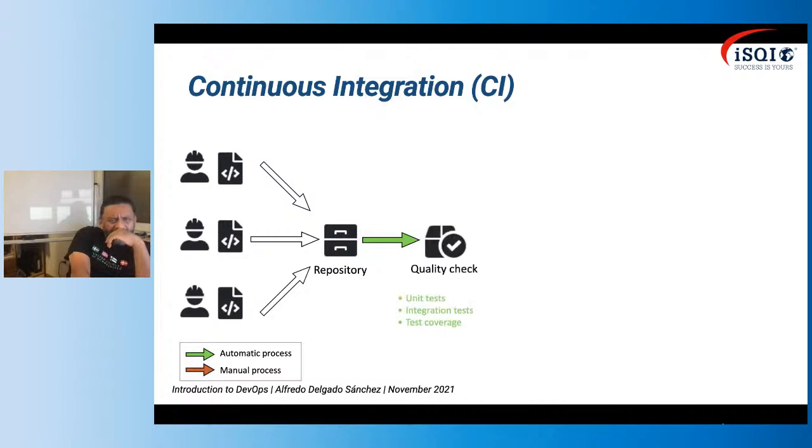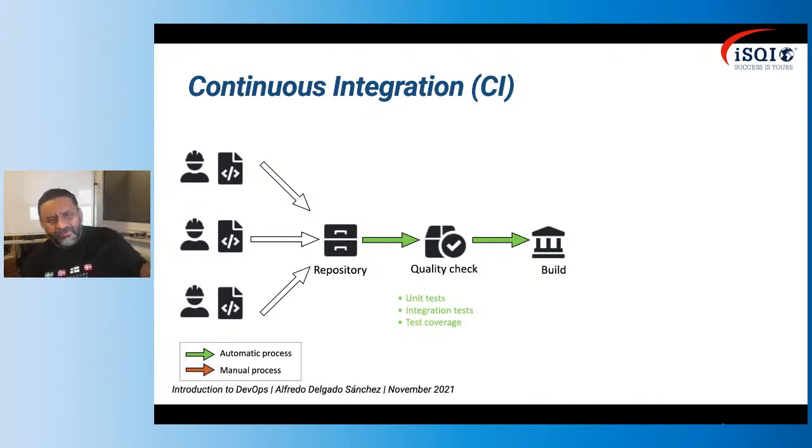Okay, and if we see here the continuous integration, we have a similar way. The intention of this diagram is that you can see the difference between what is automatically done and what is a manual process. For example, all the developers push some code onto the repository, and automatically the new code will be checked, for example, using unit tests, integration tests. Also, it is important to see how many tests we run on the code.